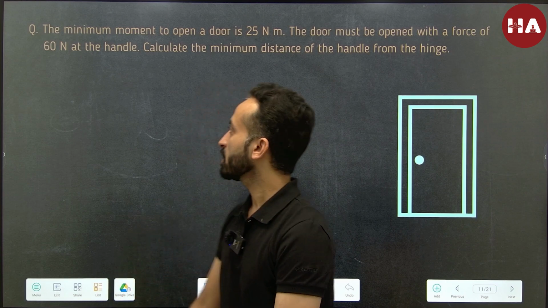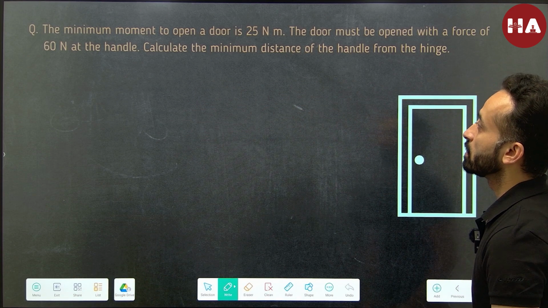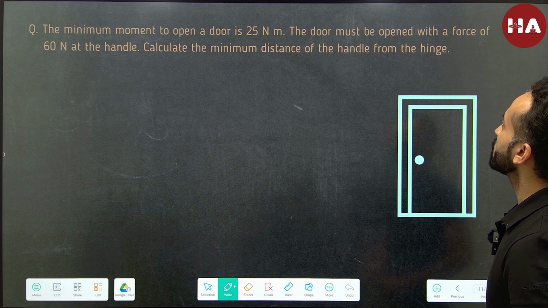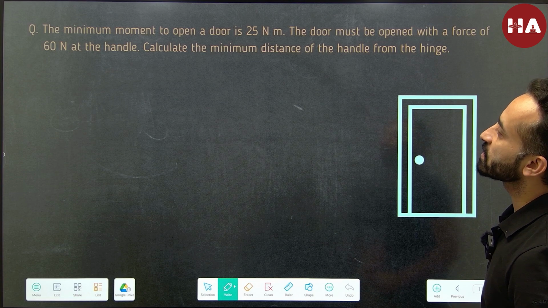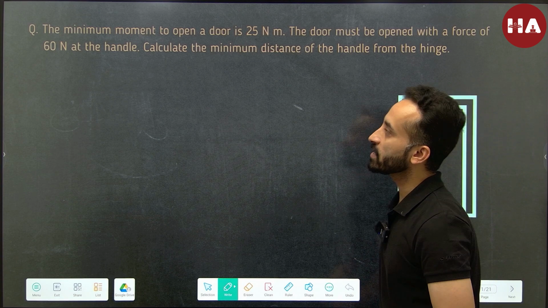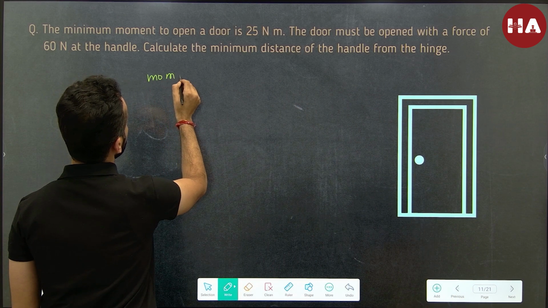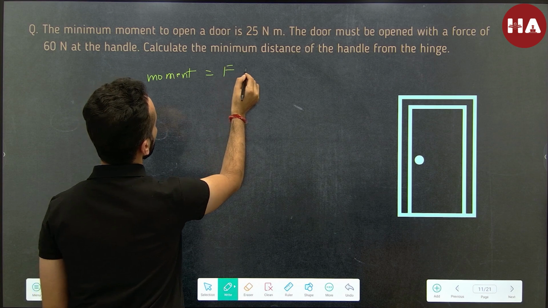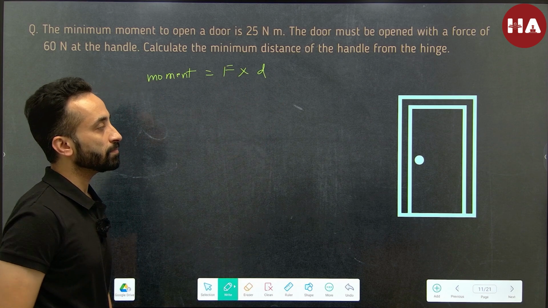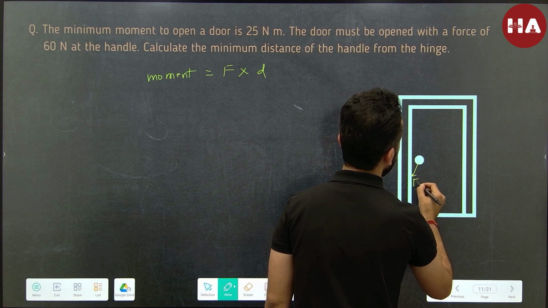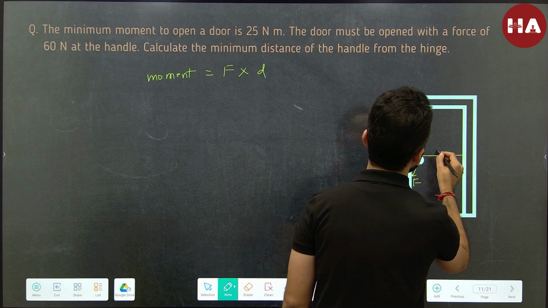Okay, next let's do a numerical. The minimum moment to open a door is 25 Newton meter. The door must be opened with a force of 60 Newton at the handle. Calculate the minimum distance. So as you know, moment is equal to force times perpendicular distance. So we are applying, let's say, the force here, and the perpendicular distance is d.